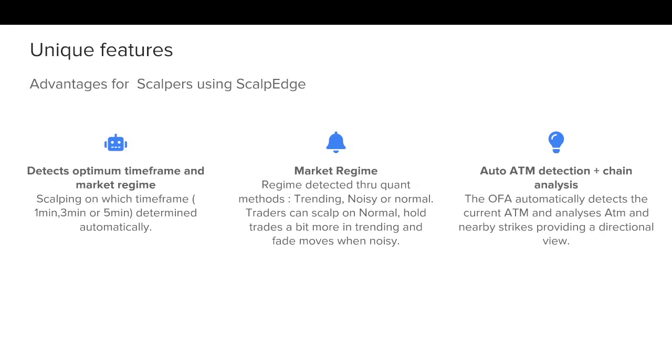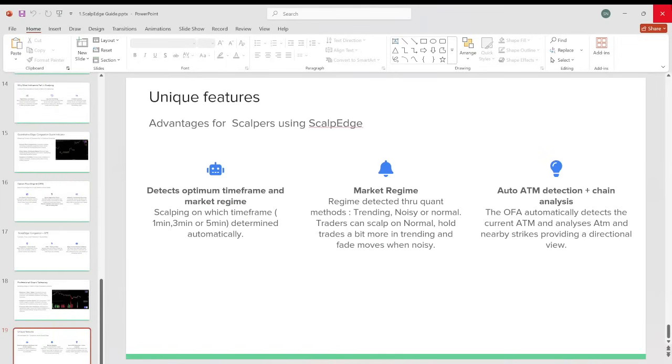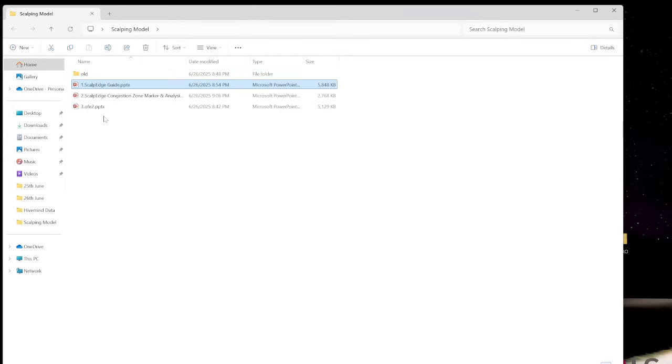Number 3, regime is detected through quant methods. Other than this, we have something called a regime, trending, noisy or normal. So if it is a normal regime, you can scalp. If it's a trending regime, you hold your scalps a bit more and you kind of fade moves or stay away when it's noisy. So the OFA automatically detects the current ATM and analyzes ATM and nearby strikes, providing a directional view. End of first, I would say, PPT. Let us come to the indicators now.